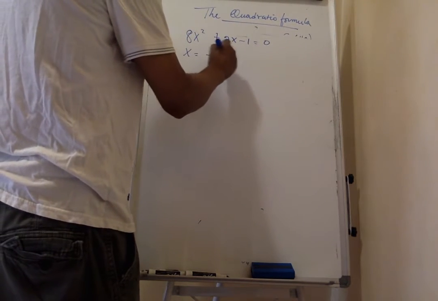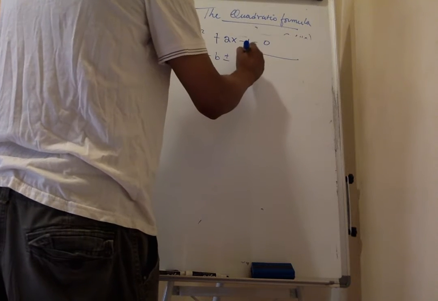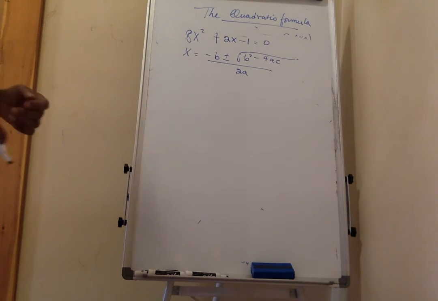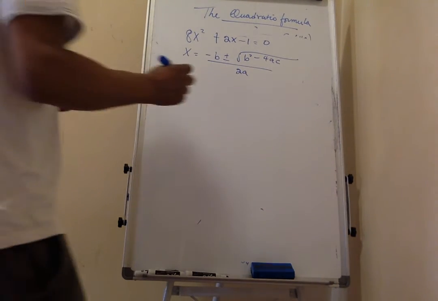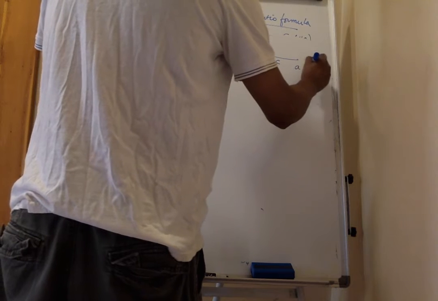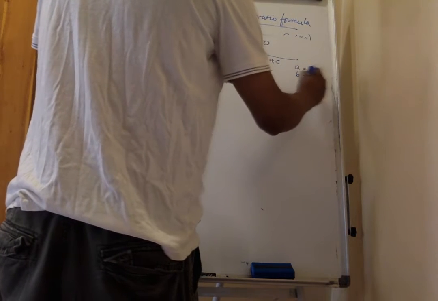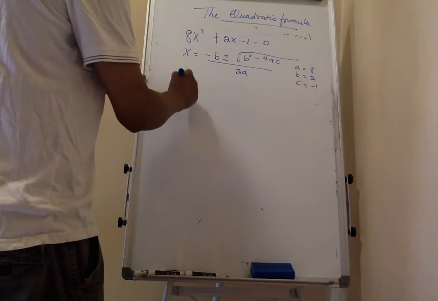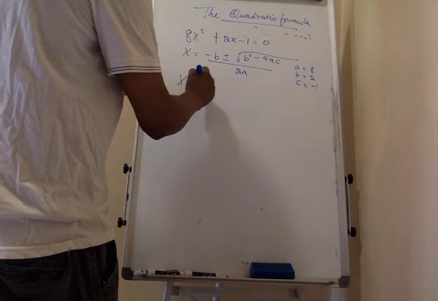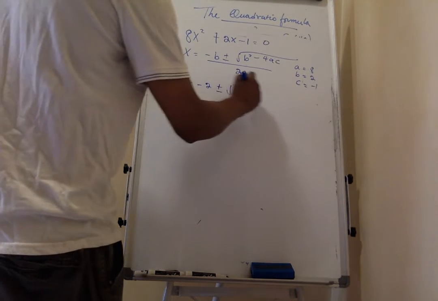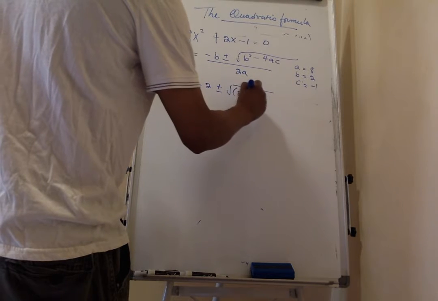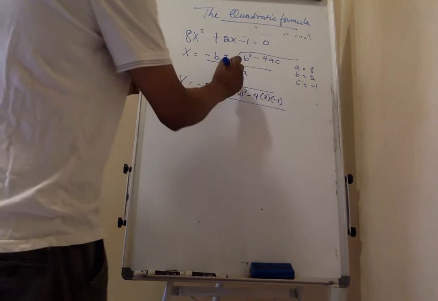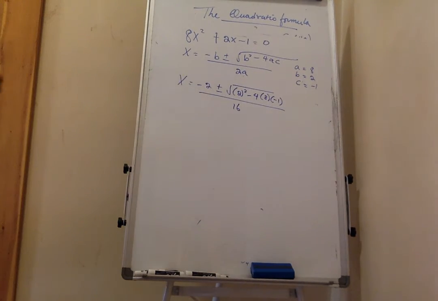You know x is equal to minus b plus or minus. I always use the formula on hand just to make sure that I will not be wrong in plugging. So your a is 8 in this instance, your b is 2, and your c is negative 1. So you go ahead and plug in. So your negative b would be negative 2 plus or minus, and this would be 2 squared minus 4 times 8 times negative 1, over 2a, which would give us 16.